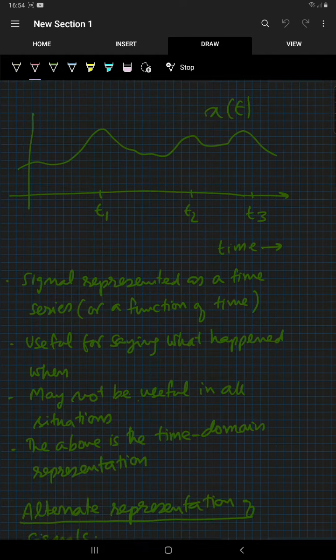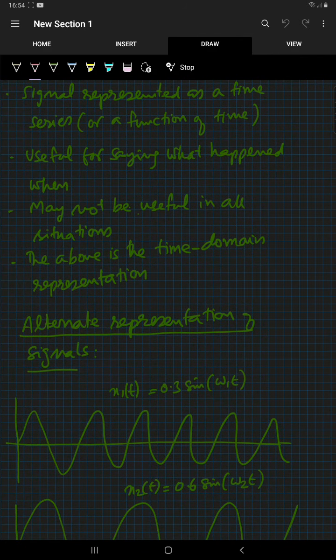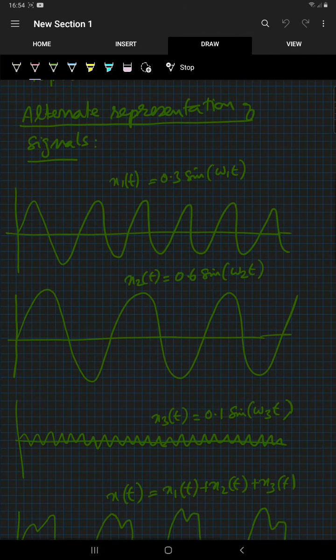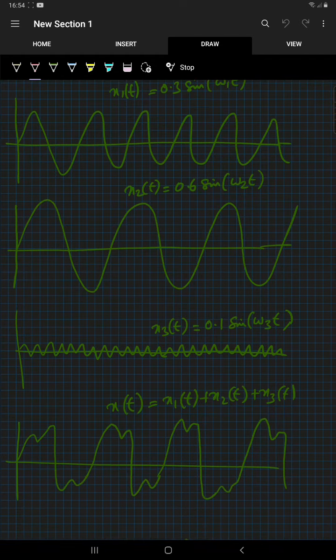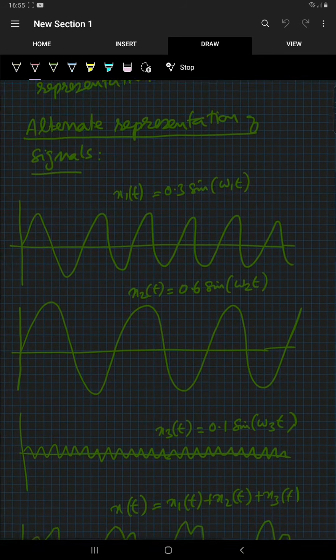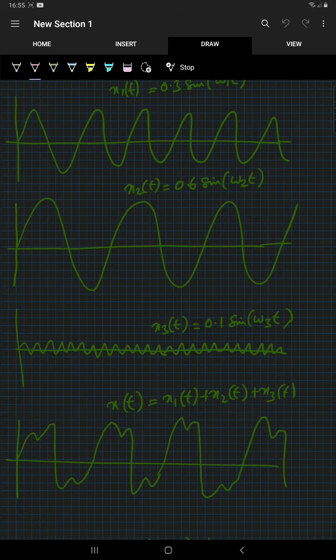So there is an alternate representation which we can use. For example, let's make a signal using the alternate representation. Consider three sinusoids like this: x1 is 0.3 sine omega 1t, x2 is 0.6 sine omega 2t, and x3 is 0.1 sine omega 3t. So there are three sinusoids at three different frequencies. Now suppose you add these three and get a new signal, x of t equal to x1 of t plus x2 of t plus x3 of t. You might get a signal like this. This may not be exactly the sum of these three; I just drew this to illustrate the idea.